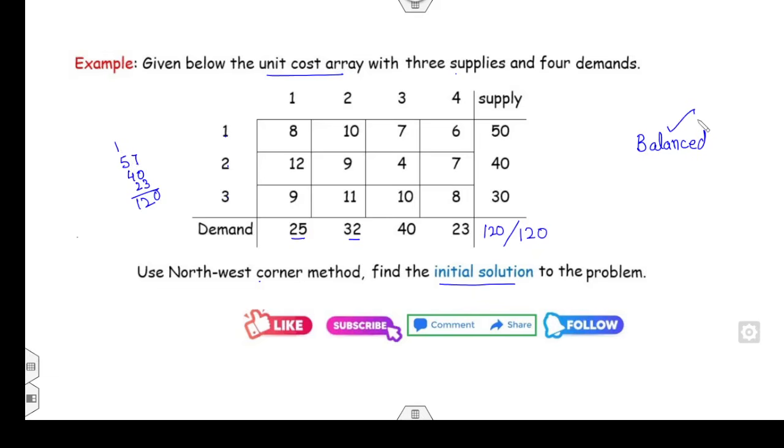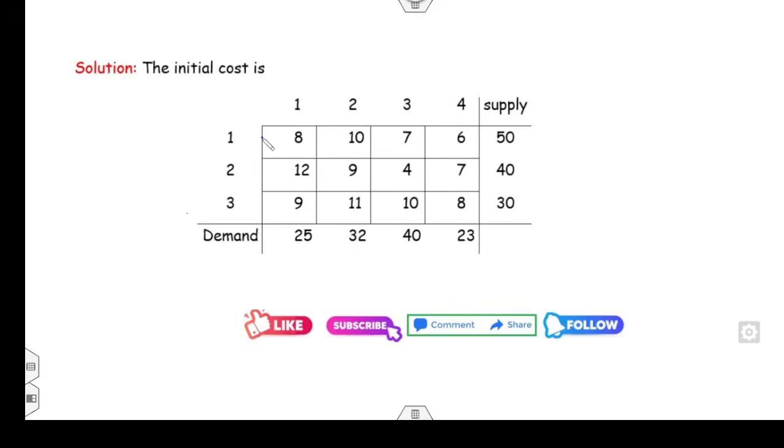So we can start with the northwest corner. So that is first value. 25, 50, minimum is 25. So it is my 25. Next number is 32, 25, minimum is 25. So how much is left? That's a 7. Here no number will come because there is no supply for the 1. Fine. The next number is at this point 7 and 40. This is 7. This is my 33.